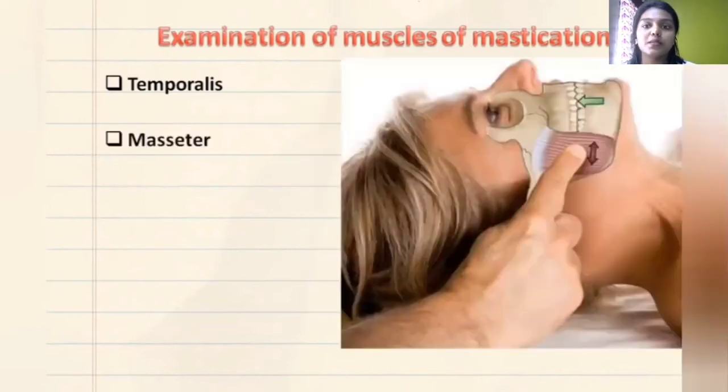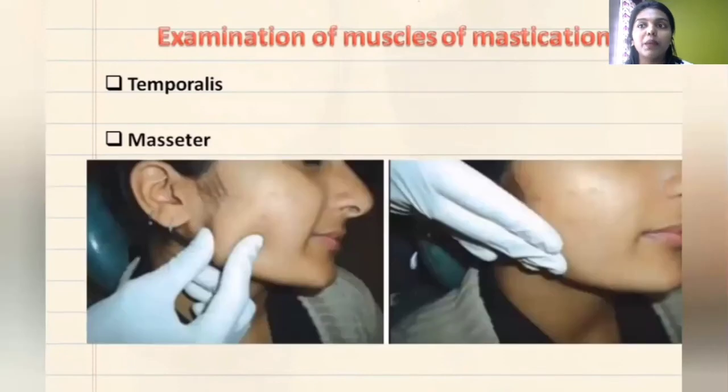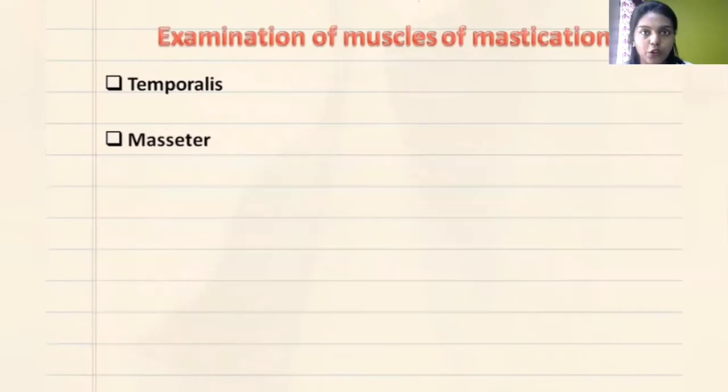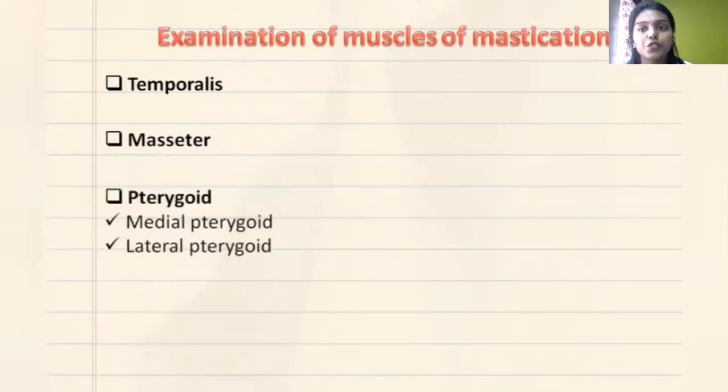Masseter. Masseter is palpated bilaterally in the area overlying the anterior border of the mandibular ramus. The muscle mass and the bulk of the masseter is also felt, and the patient's response has to be recorded. Now moving to pterygoid.